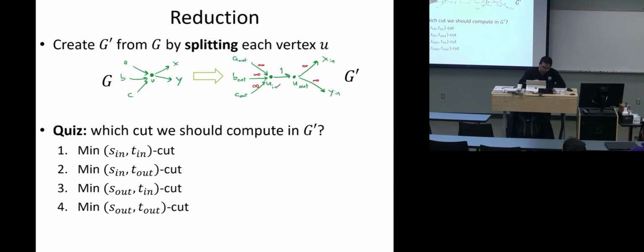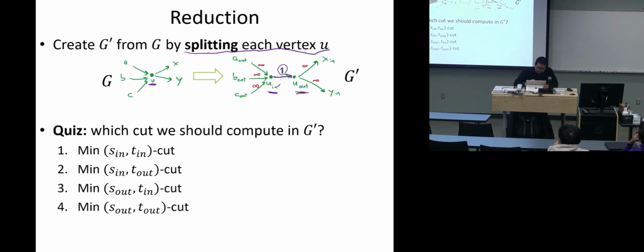What I'm going to do is split every vertex U. Every node U is going to be split into U in and U out. I connect U in to U out and put a capacity of 1 between U in and U out. So intuitively this looks like the capacity of a node, because this edge between U in and U out simulates the capacity of a node.